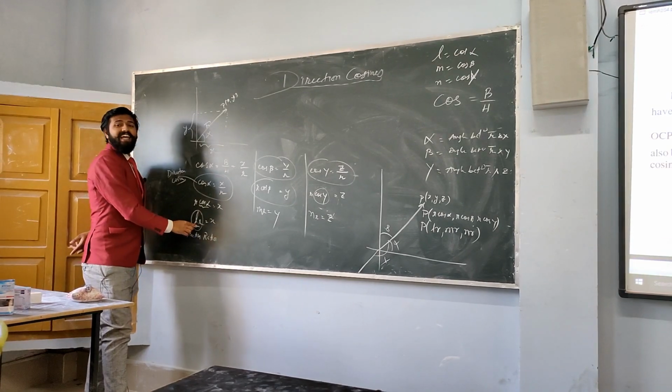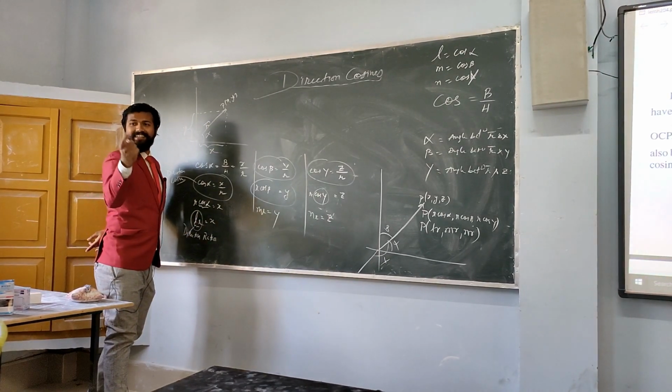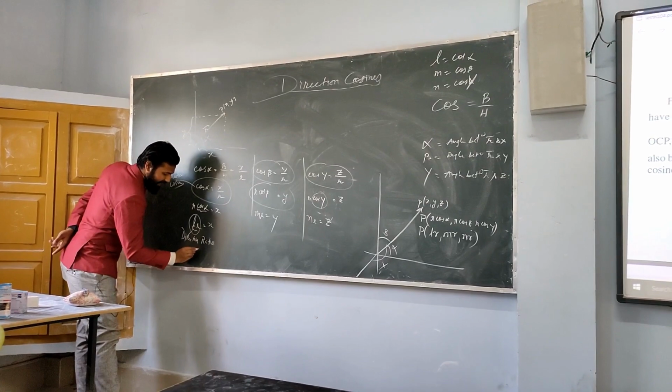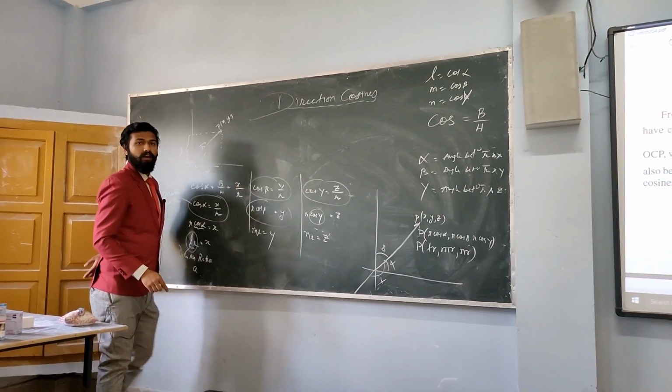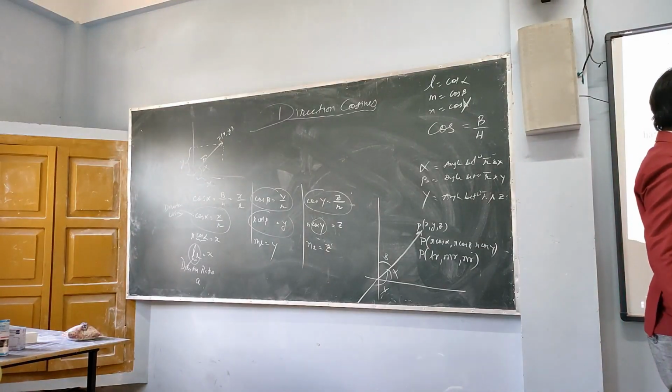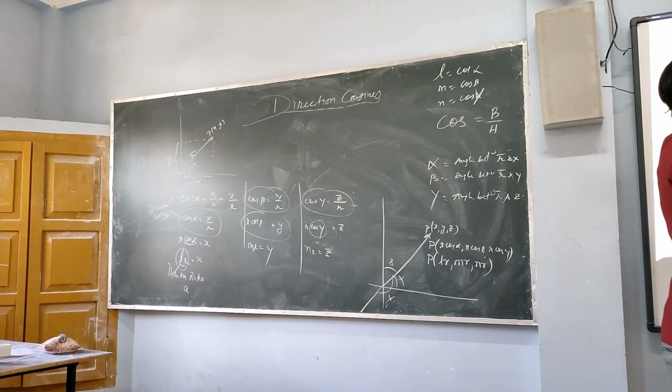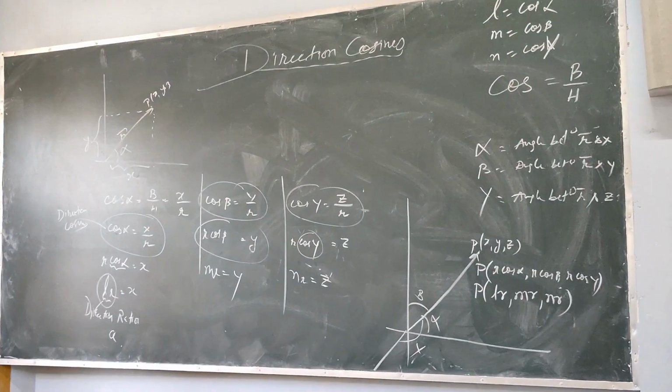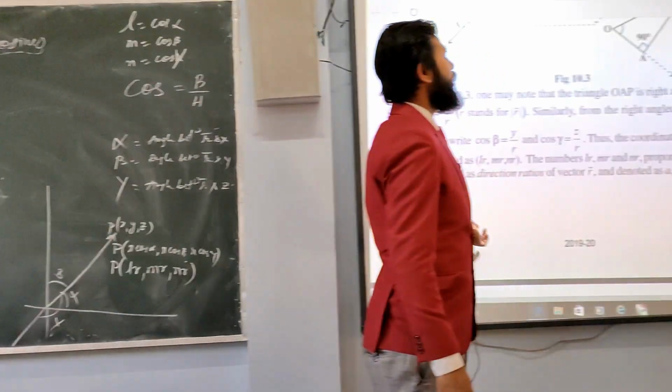And they replace this l, m, n with another small letter, a single letter, a. Okay, a. You understand now. And yeah, the direction ratio. This l, m, and n are proportional to the direction cosine and are also called the direction ratio of the vector r, denoted as a, b, c.